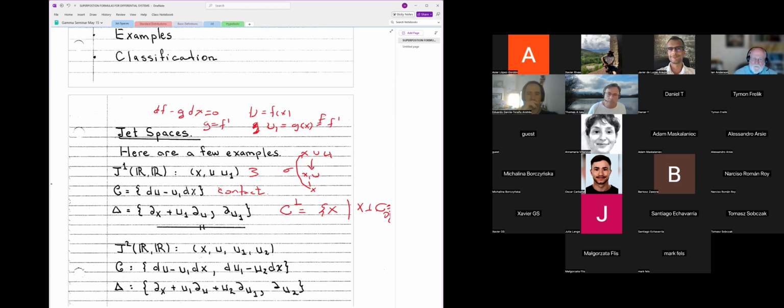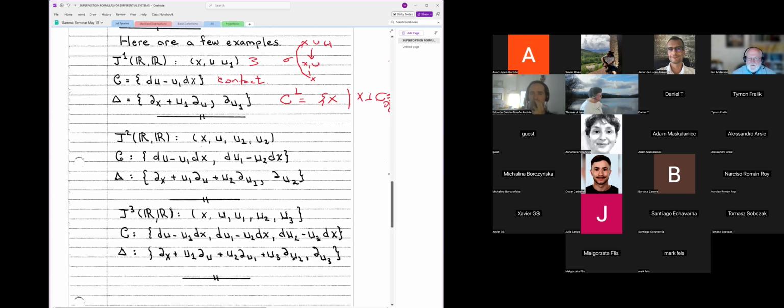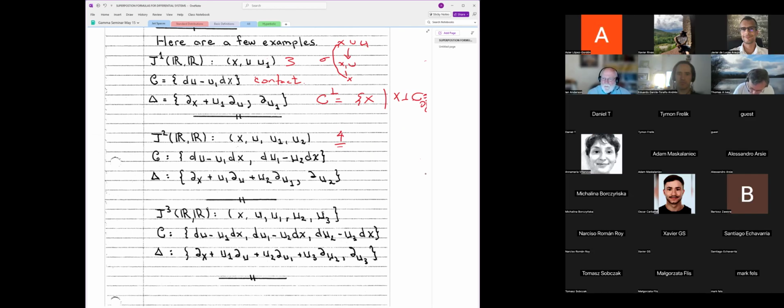So this contact form has the effect of telling you that you should think of this third variable here, u1, as a derivative of the second variable, at least when you evaluate on sections. So that's the simplest contact system that there is. Then we can look at J2 from R to R. That's a 4-manifold. And the contact system on this 4-manifold is given by du minus u1 dx, du1 minus u2 dx.